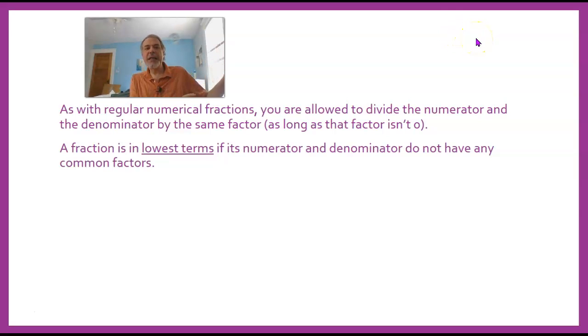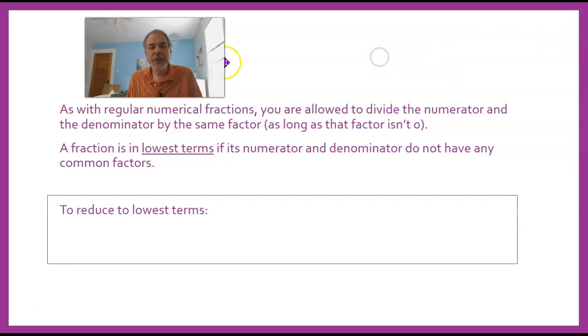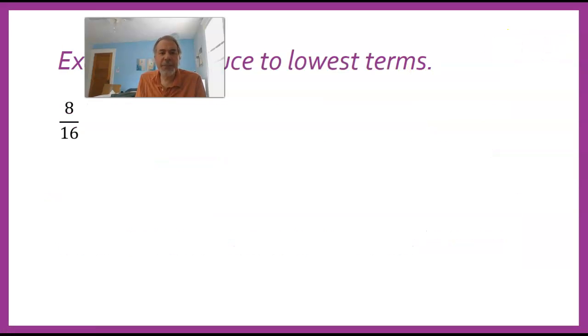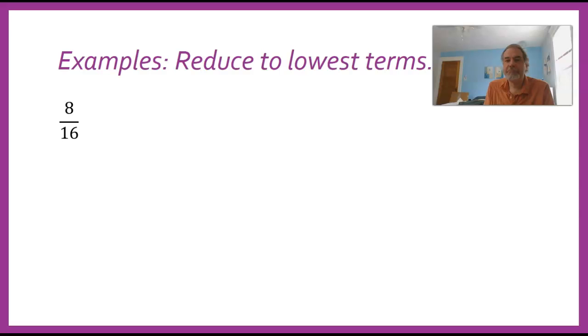So if it's not in lowest terms, we usually want to get it into lowest terms by dividing the numerator and denominator both by the same factor. So for example, to reduce to lowest terms, here's our strategy. Factor the numerator and the denominator, and then cancel, which really involves dividing out, any common factors that appear in both the numerator and the denominator. So let's start with an example that just involves numbers.